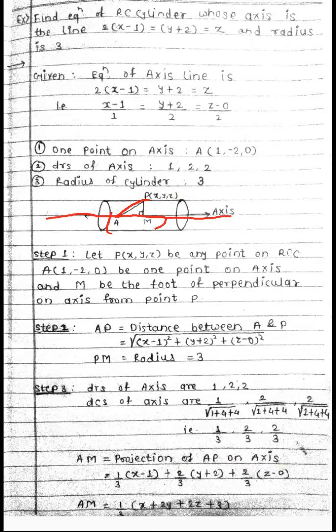So how to find the projection? The formula is: just take the direction cosines 1 by 3, 2 by 3 and this 2 by 3. Take the product with the direction ratios of the AP line. How to find the direction ratios of AP? Just by taking the subtraction of their coordinates, that means x minus 1, y plus 2 and z minus 0. So these are the direction ratios of the AP line. Take the product with the direction cosines of the axis.